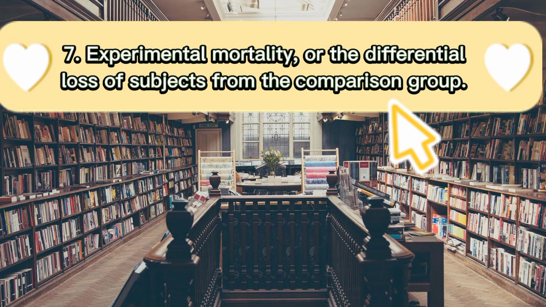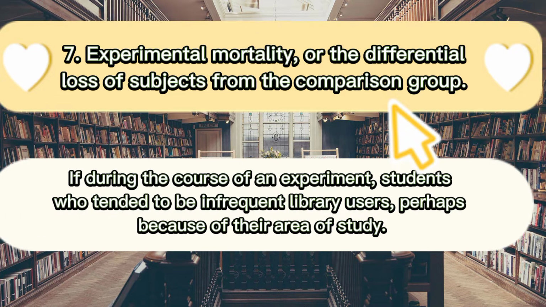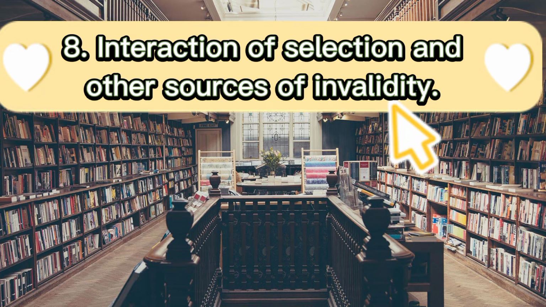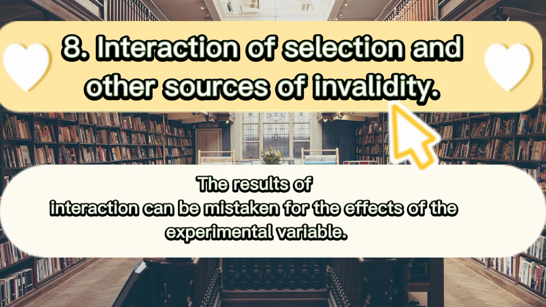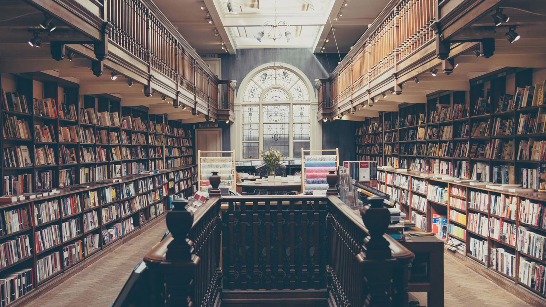7. Experimental mortality, or the differential loss of subjects from the comparison group. If during the course of an experiment, students who tended to be infrequent library users, perhaps because of the area of study, dropped out. 8. Interaction of selection and other sources of invalidity. The results of interaction can be mistaken for the effects of the experimental variable. Those are the 8 threats to internal validity.